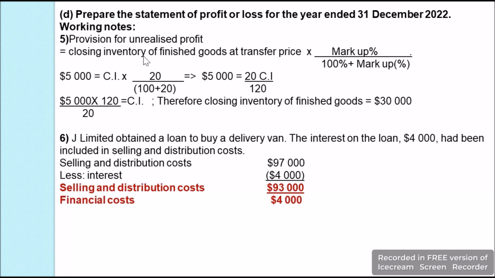We don't have the closing inventory of finished goods at transfer price value, so I'm taking this as CI. The markup, which is the factory profit, is 20% divided by 120%. When we apply this in the formula, 5,000 equals 20 CI by 120.